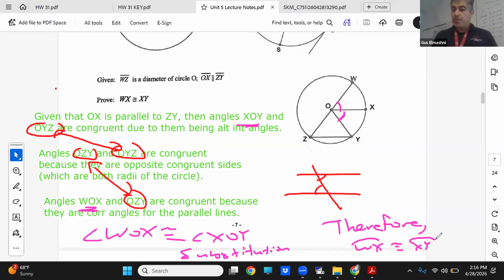I didn't want to do a formal proof because that could have been really long and nasty. I just felt, let's just talk about it. So again, starting from the top, OX is parallel to ZY, XOY and OYZ are the same because those are alternate interior angles. OZY and OYZ are part of an isosceles triangle where the radii OY and OZ are the same, so we know those are the same. Then WOX and OZY are corresponding angles, again part of parallel lines. So by substitution, we realize that WOX and XOY are the same, therefore the arcs opposite are the same. So really it's more of a logical flow thought process, which is what I really care about. So this question. Cool. All right.